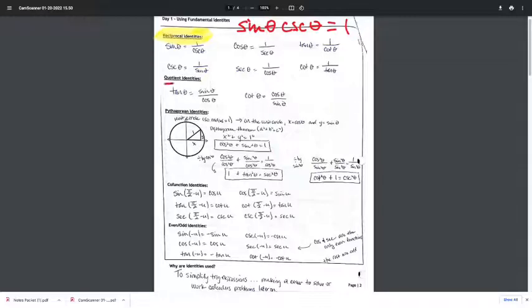Another identity is the quotient identity. And we talked about this in the past too, where tangent's the same thing as sine over cosine and cotangent's the same thing as cosine over sine.